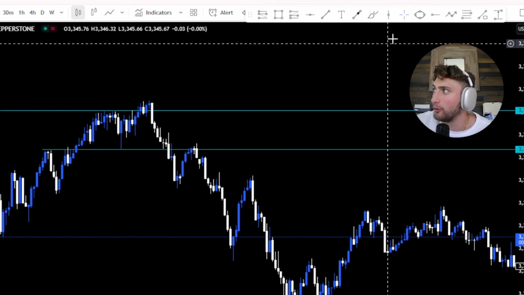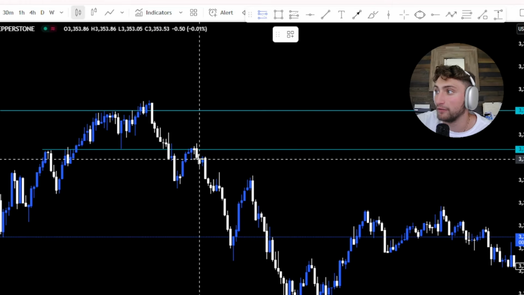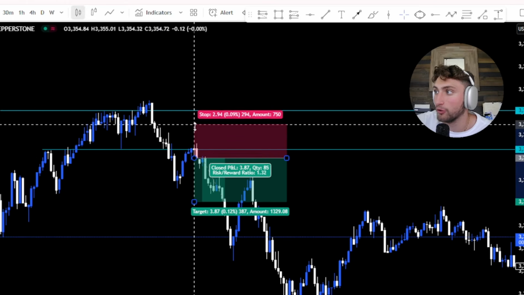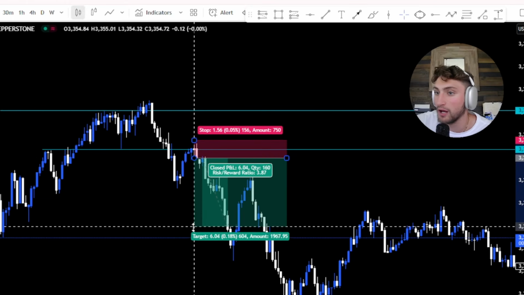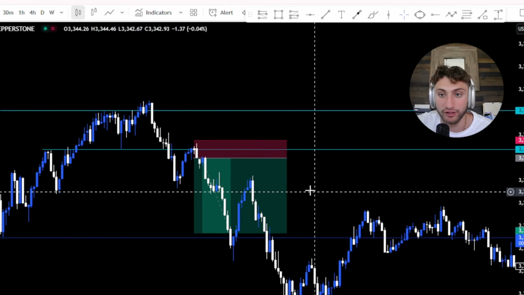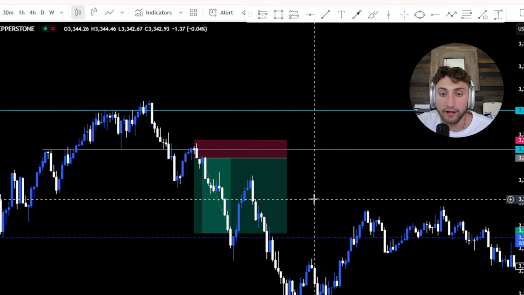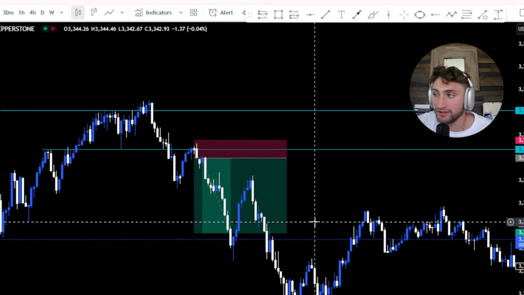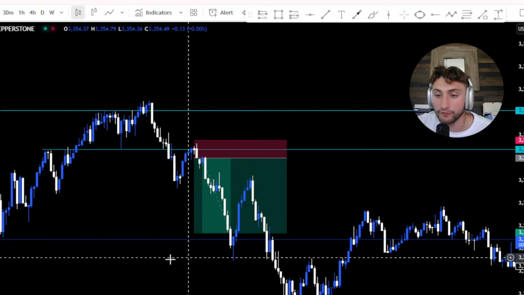We then wait for the pullback, which we got. And then off that second rejection with a little bit of engulfing, we'll look to take this position. I targeted this market structure right here, and we ended up hitting take profit. It was like a 1 to 4. So now that I've outlined this on the charts and you guys kind of see the trade, I'm going to actually play it forward for you guys on my backtesting software.